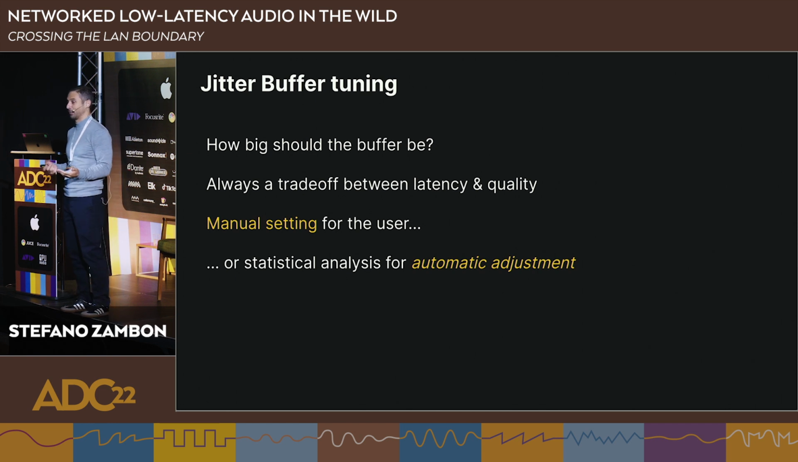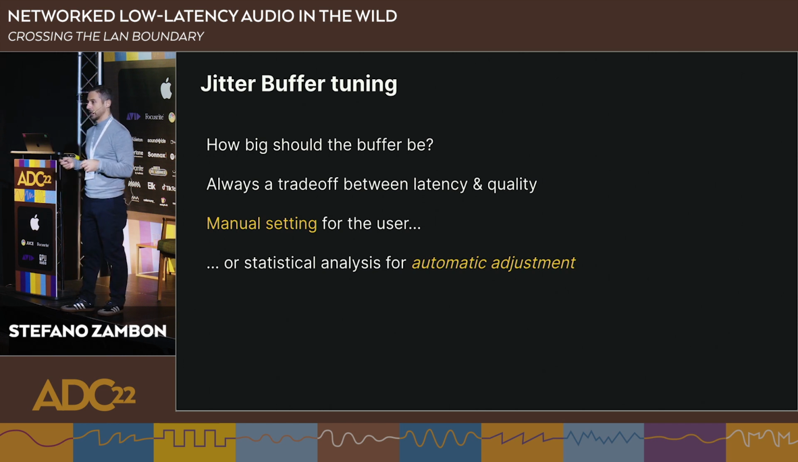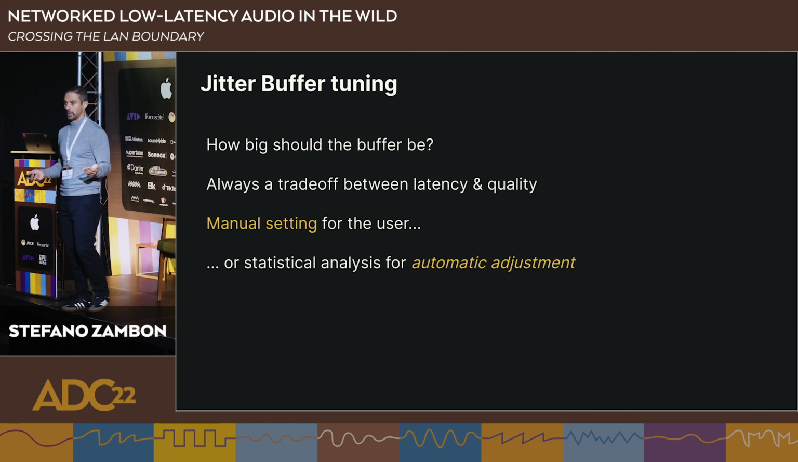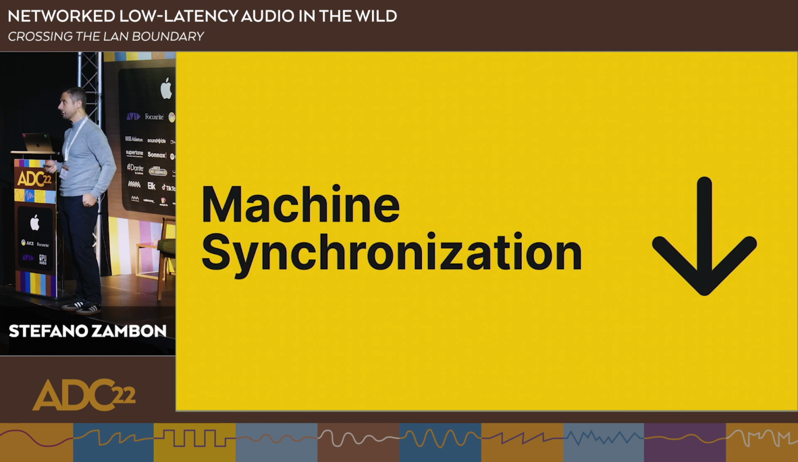It's much better if we do statistical analysis. For example, we can look at the percentile, we can look at various things like packet loss, and we can try to adjust the jitter buffer so that the user doesn't have to care about it and things just work.